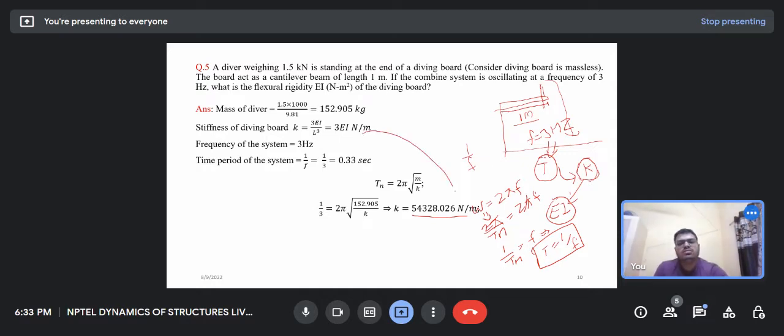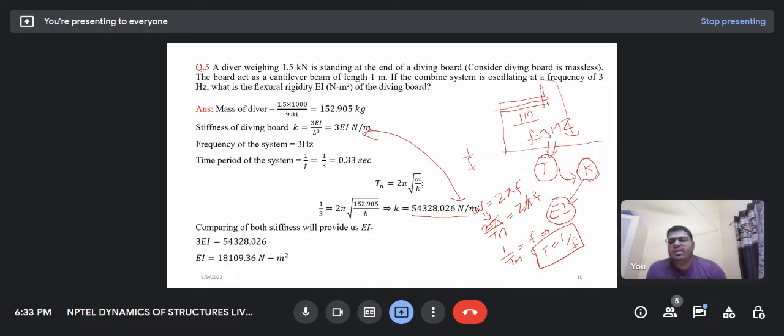Now with the help of this, you can find out the EI value. Equate this with this, and divide it by 3. That gives your EI value directly. So your EI value of the lever is 18109.36.